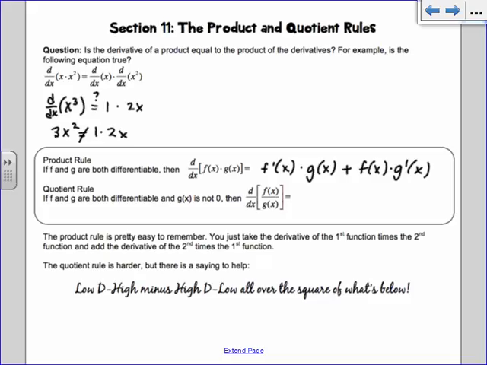Sometimes I'll write this backwards. Sometimes I won't do f prime first, instead I'll do f of x. It doesn't matter because there's a plus between, so I can write it in any order as long as I have the derivative of one and the non-derivative of the other. The quotient rule is a little bit harder.